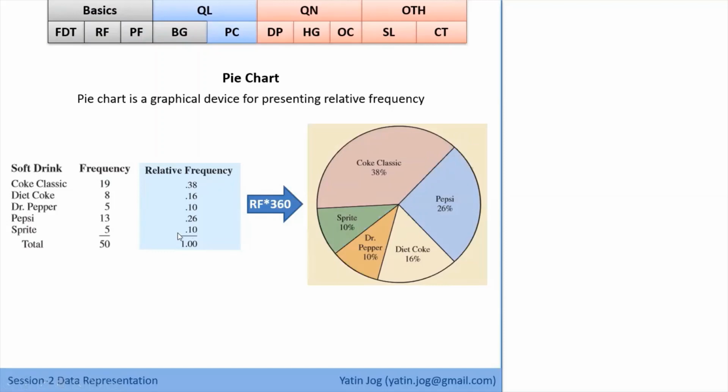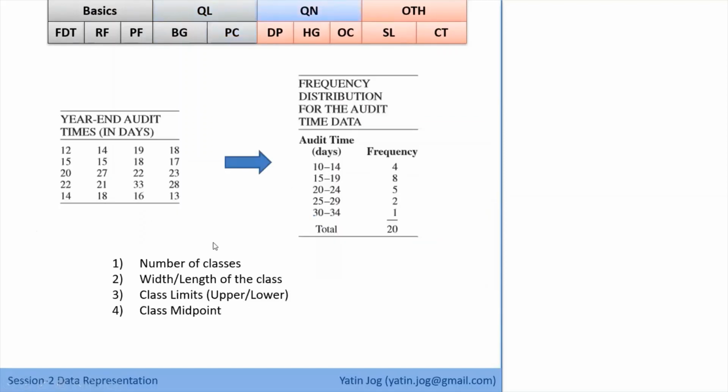And then calculate, for Pepsi, the relative frequency of 0.26 into 360, whatever the angle is, and draw that angle here, and so on. Continue this process and you will get a pie chart for the given data set. Next, if you want to convert the quantitative data into class intervals, what is important is to define the number of classes, to define an appropriate length or width of the class, then the upper limit of the class and the lower limit of the class, and the class midpoints.